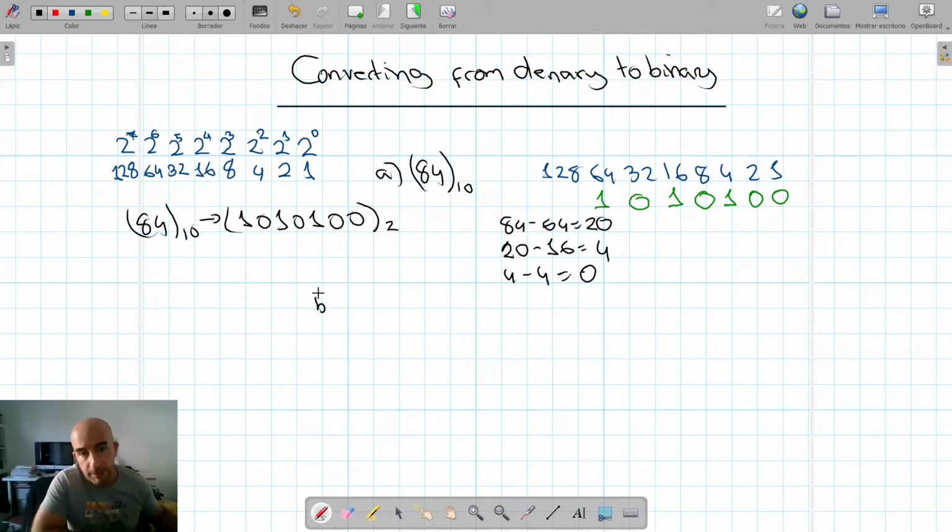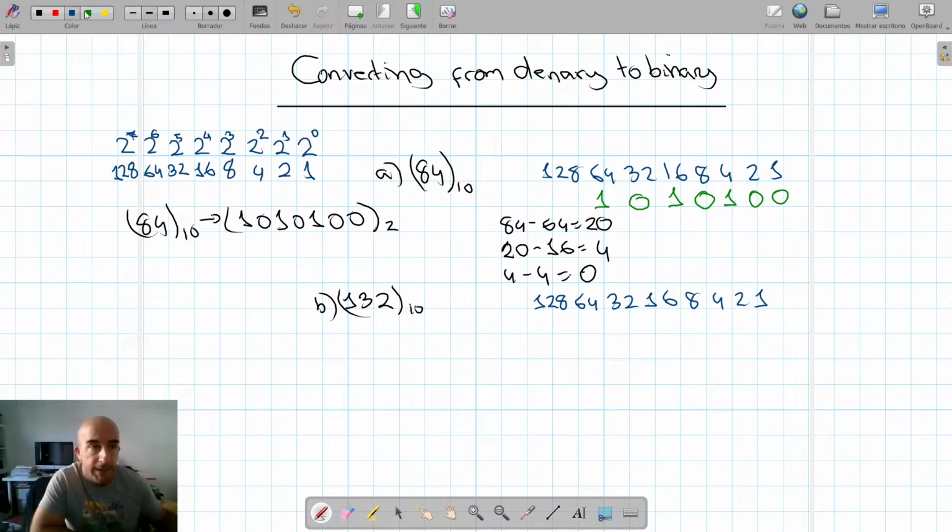Let's do another one: 132, for example, in decimal. Again, we get the bases and we write them in the powers of the positions: 128, 64, 32, 16, 8, 4, 2, 1. And then again, we see what number we can write that doesn't go above 132.